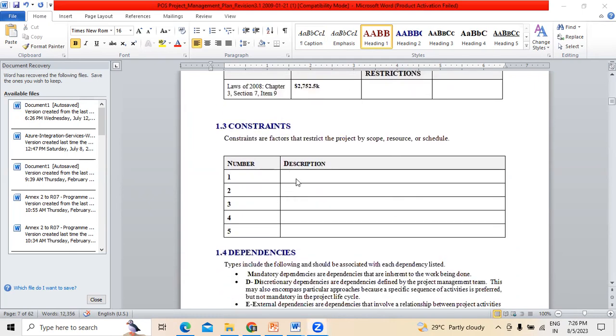Next, here we need to mention the description, the constraints. Generally, when we talk about constraints, these can be differentiated into different parts. Project constraints can be of different things. The first constraint can be budget constraint. Second, technical constraint. Next, operational constraint and regulatory constraint. Is it clear to you, Dylan? It is clear. One is budget, second is technical, third is operational, fourth is regulatory.